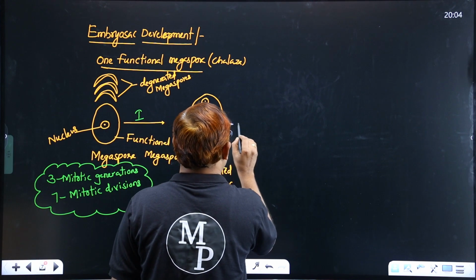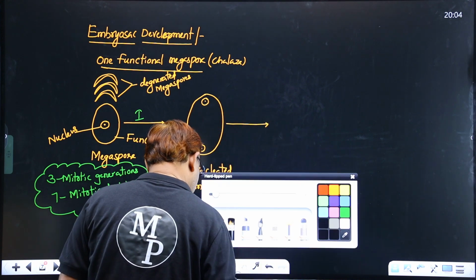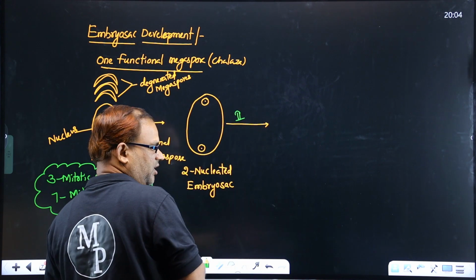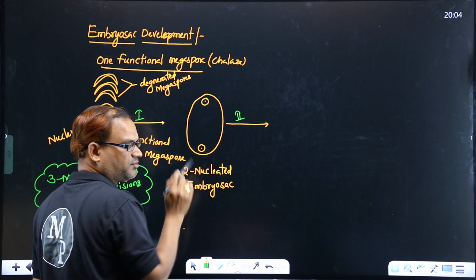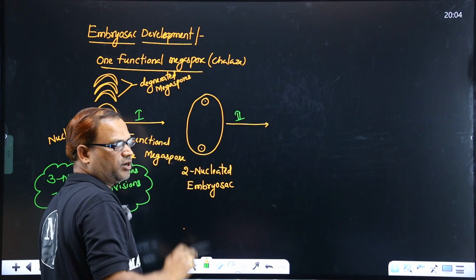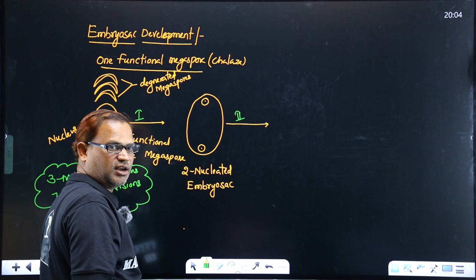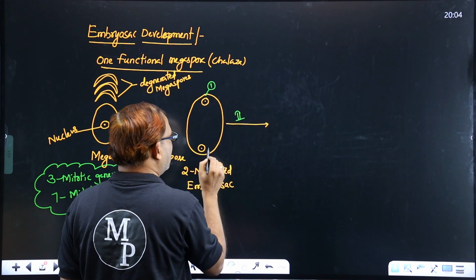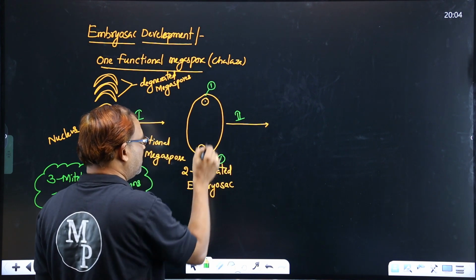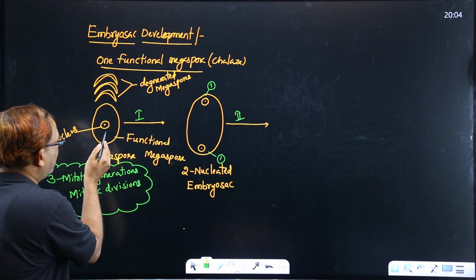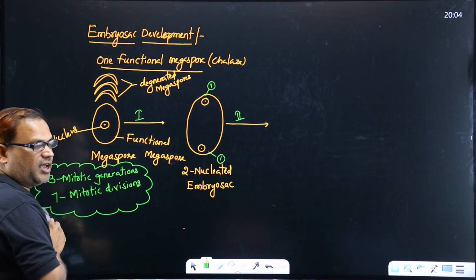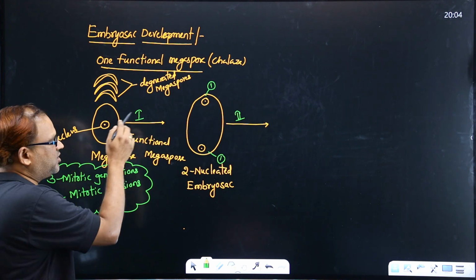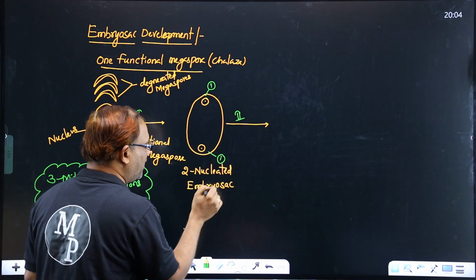After that, next one more is the second mitotic generation. But how many nuclei are there inside? 2 nuclei. So how many mitotic divisions are required now? 2 mitotic divisions. Here one mitotic division is required, and here one more. Here already one mitotic division is completed, the first mitotic division and first generation, to form the 2 nucleated embryo sac.